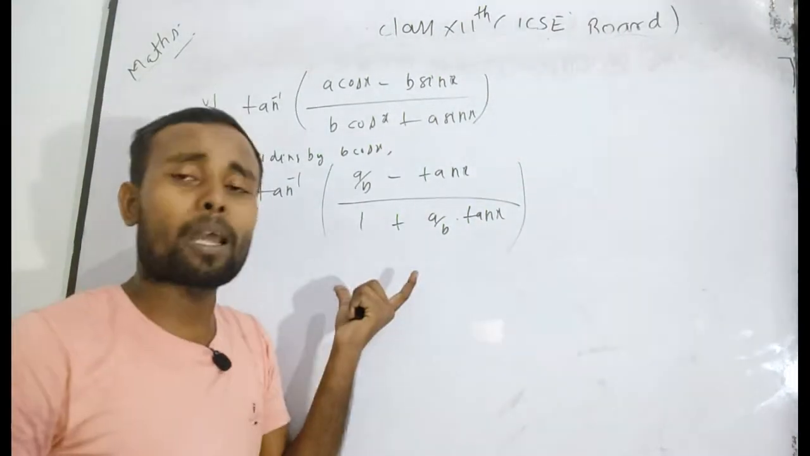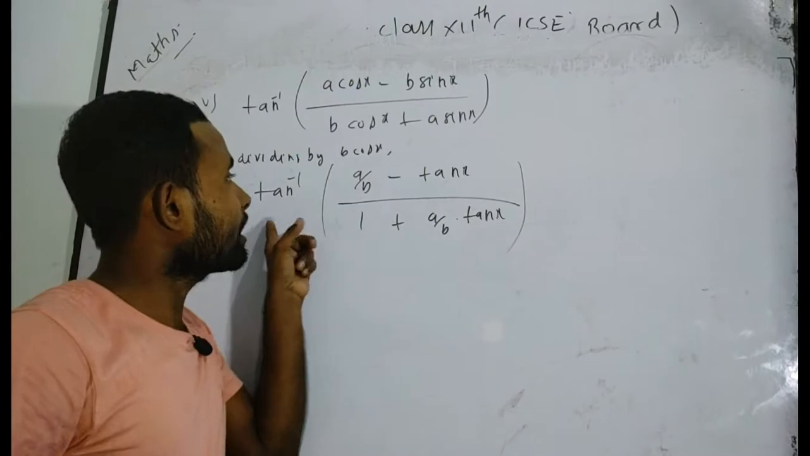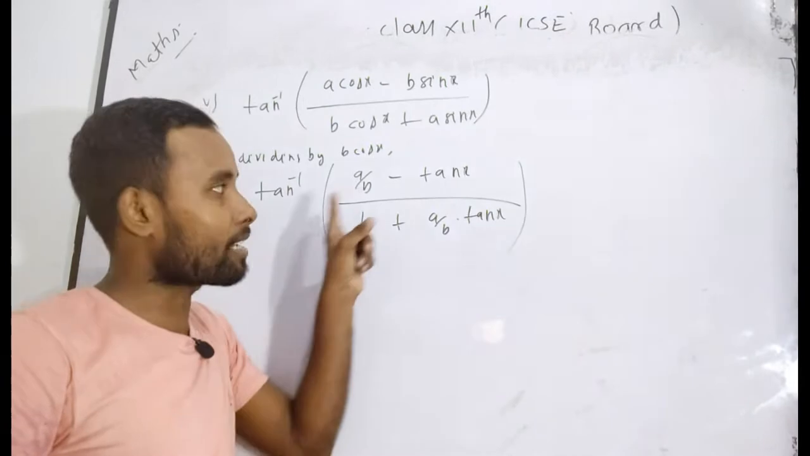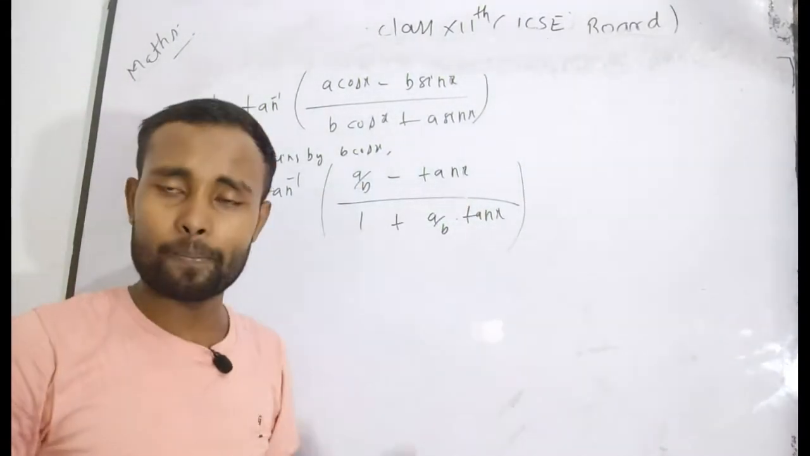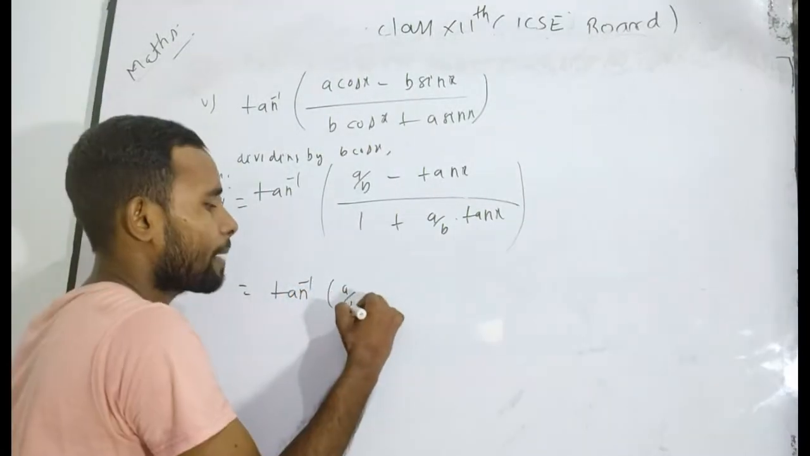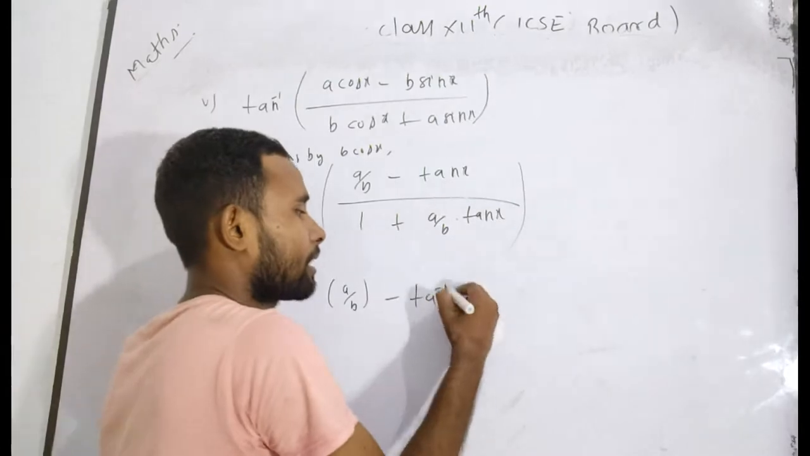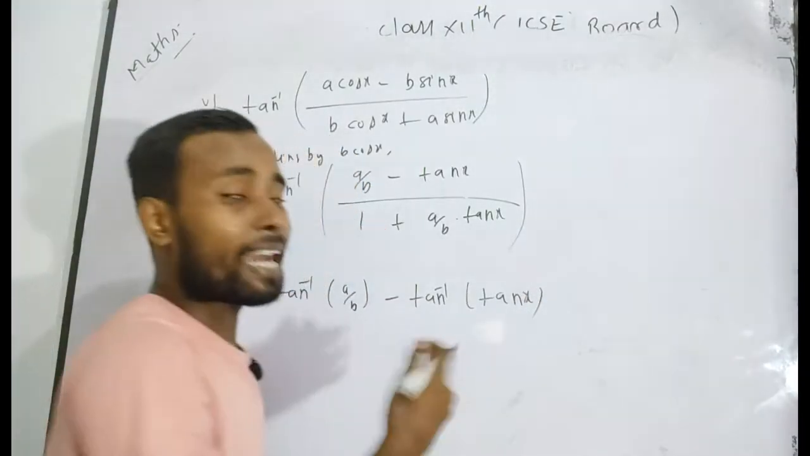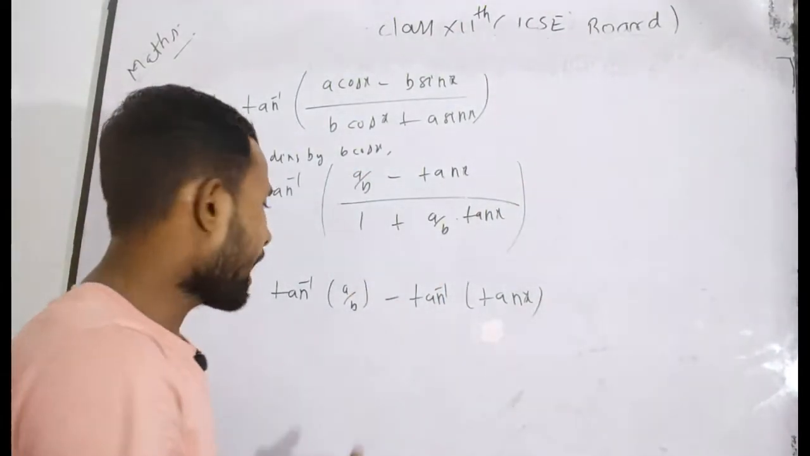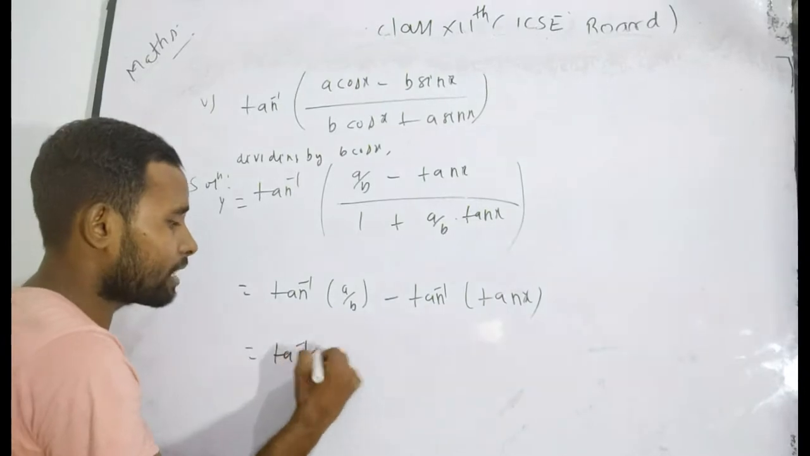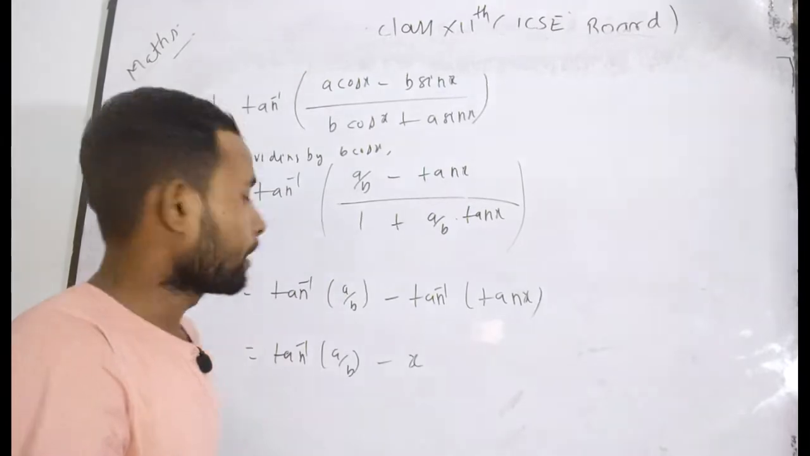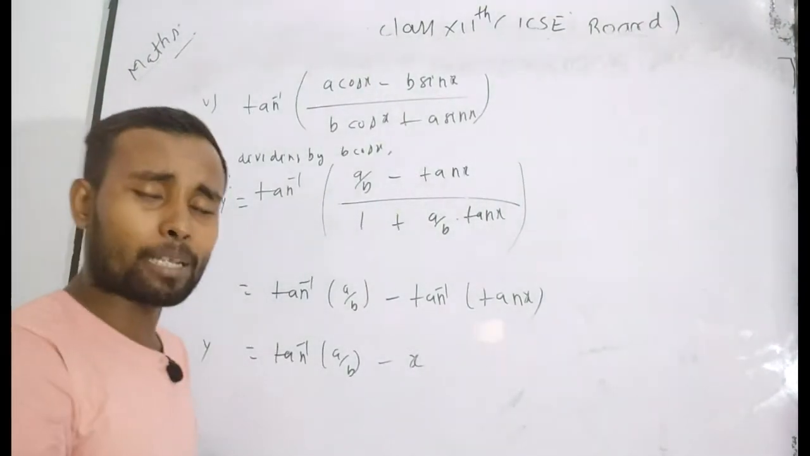Now if you see this problem, what is this? This is tan inverse. Suppose that this is x, this is y. In that case, it looks like tan inverse of (x minus y) divided by (1 plus xy). So, can you write this problem as tan inverse a by b minus tan inverse tan x, where x is equal to a by b and y is equal to tan x? Now, this will be tan inverse a by b and this will be simply x, because tan inverse tan theta is theta. So y is equal to tan inverse a by b minus x.